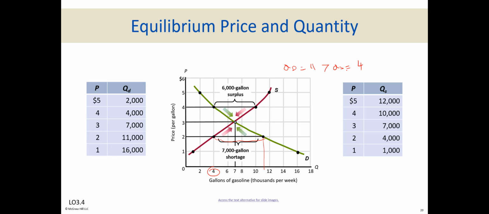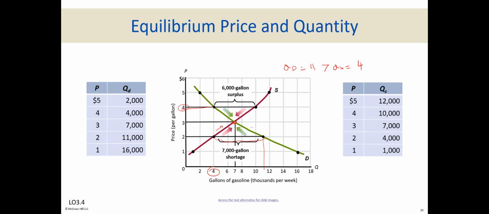And what is going to happen in that scenario? The prices are going to increase. As the prices are increasing, some people are going to buy less gasoline, and more gasoline will be supplied to the market until we reach the equilibrium. At $3, we have 7,000 per week, which is equal to quantity supplied as well as quantity demanded. And it's possible that prices might be too high or set above the equilibrium.